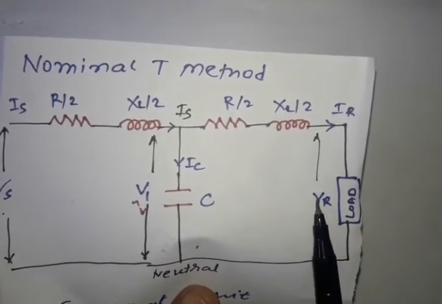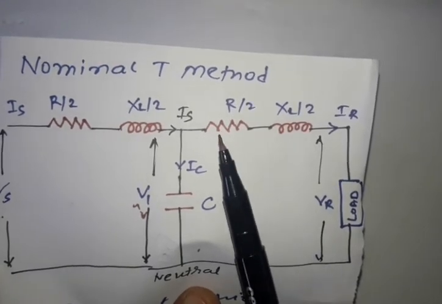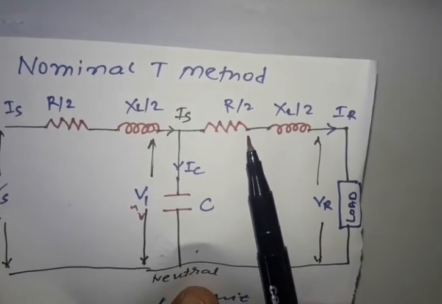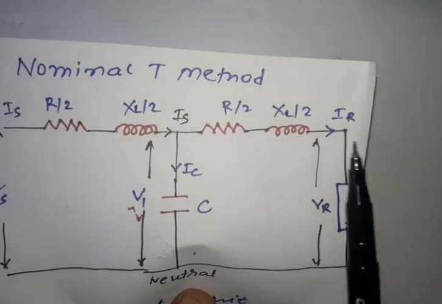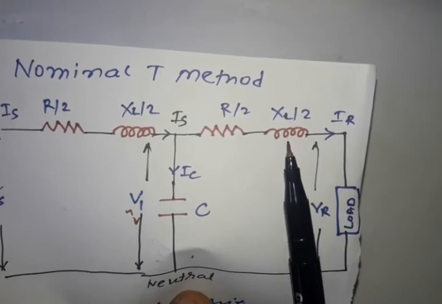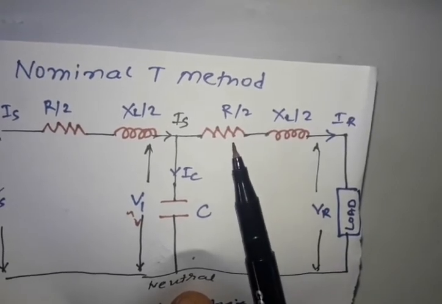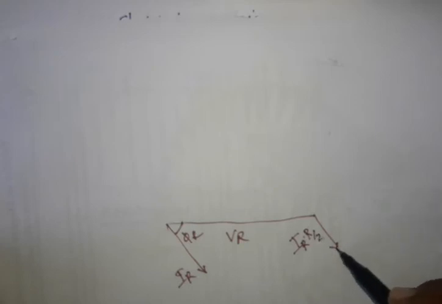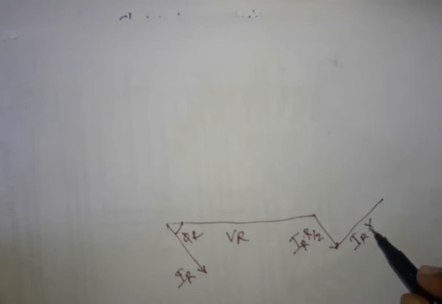If we want to draw the drop on the receiving end side, we have to draw a line parallel to current IR for resistance and at 90 degrees to IR for the inductive drop. So parallel to IR we draw the line for the resistive drop IR into R by 2. Now at 90 degrees to the current IR, we draw IR into XL by 2.